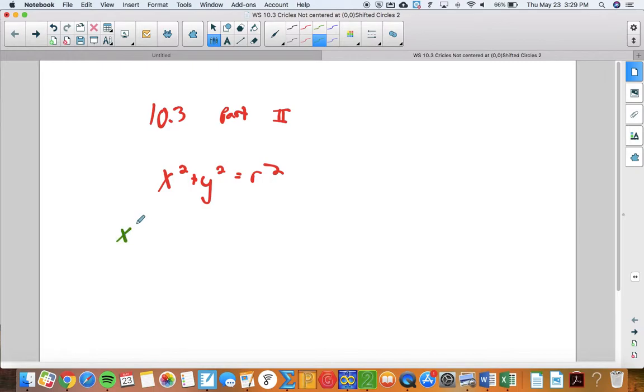When you have a shift, what you're going to see is we'll subtract something from the x. That's going to shift it left or right. And then we'll subtract something from the y. That's going to shift it up or down. And when you do this, your center is going to be at h, k.